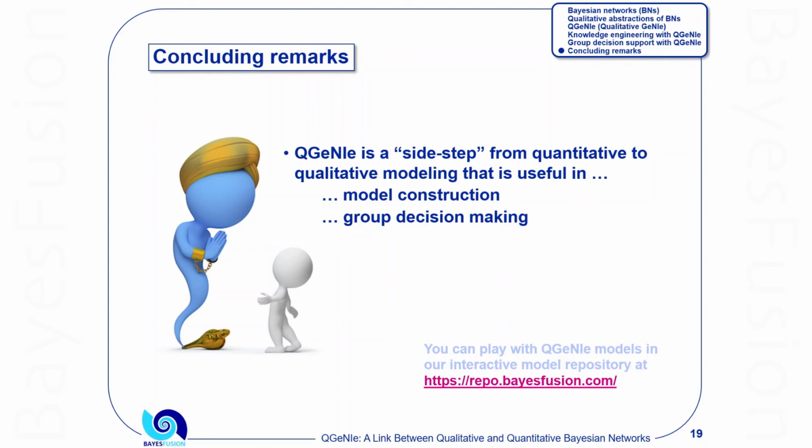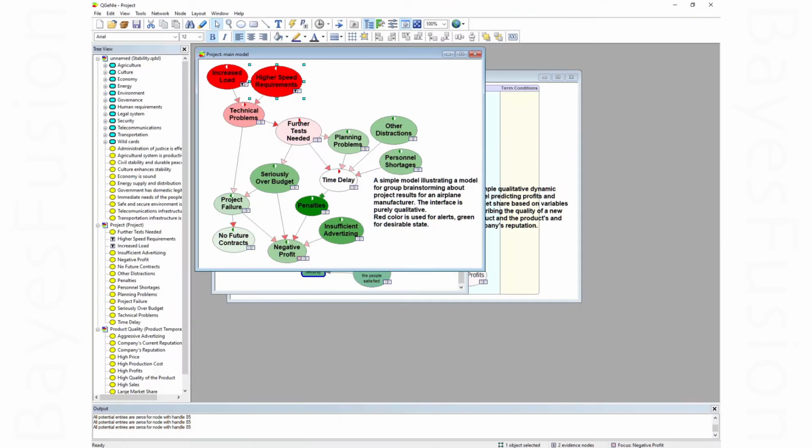The last slide is a sidestep from quantitative to qualitative modeling, definitely very useful. Let me use the last few minutes to give a short presentation of QGeNIe live. You need one number per node. That's the prior belief of the node. As you change it, the color of the node will change because that's also the marginal.